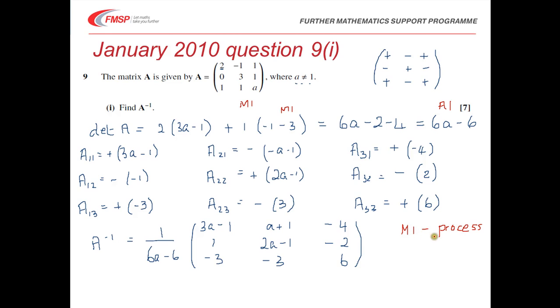There was an accuracy mark for at least 4 correct entries, and then there was a mark given for dividing by the determinant, just a B mark, and then there was an accuracy mark, A1 mark, for all correct. So 7 marks for finding the inverse. So it is a process you need to be able to do with confidence.